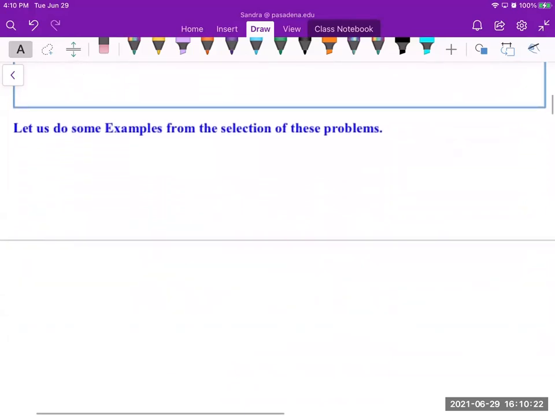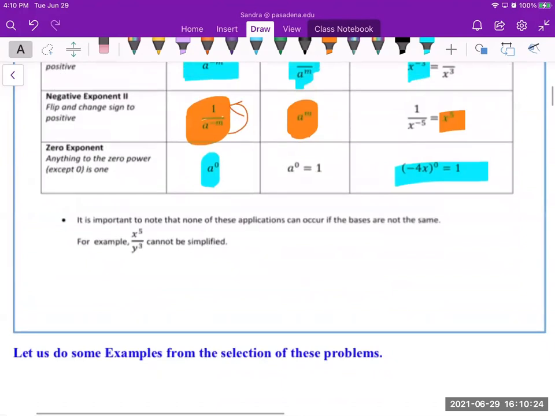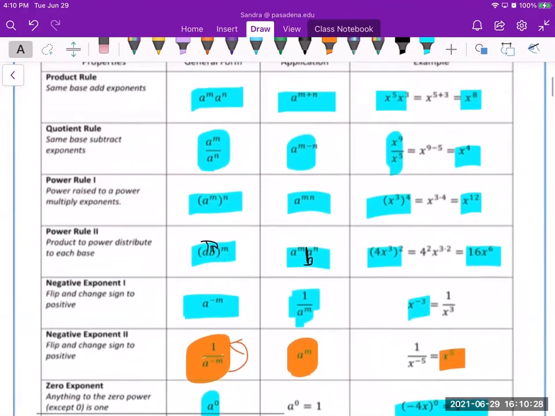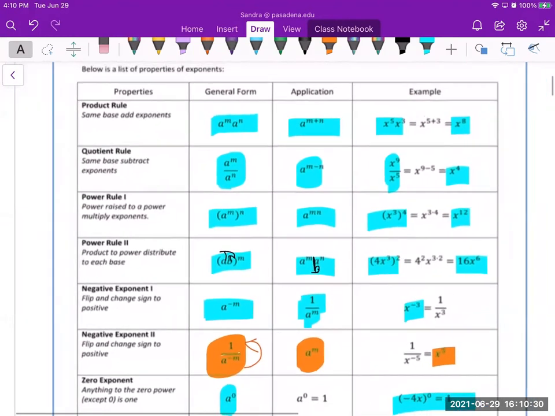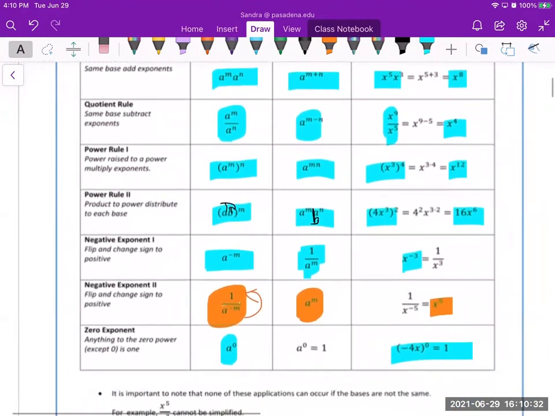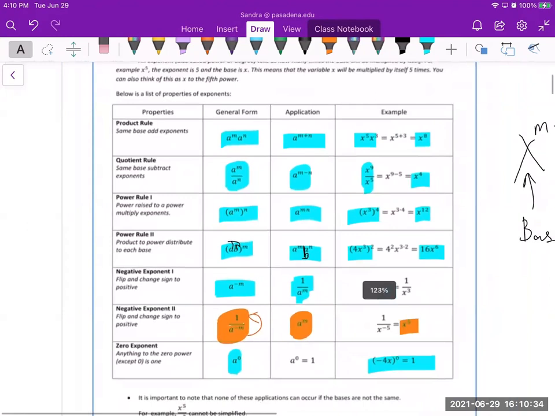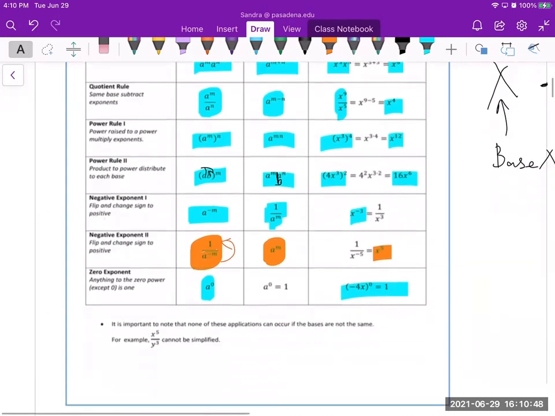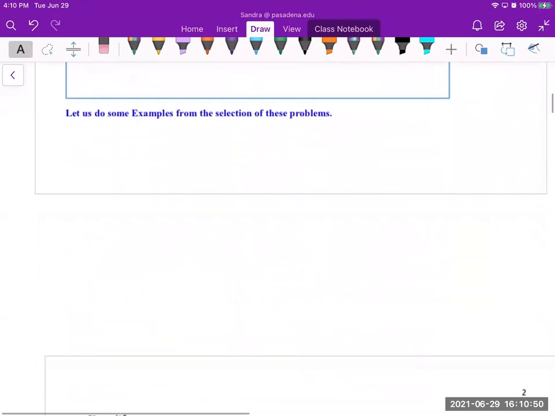Okay, let's do some examples from here. I'm going to be selecting a few of them. You gotta have these properties handy. In fact, I recommend you memorize all of them. You have to memorize them. If you don't memorize them, you're going to be struggling to do the necessary simplification when you have to deal with exponents. There are 7 properties.